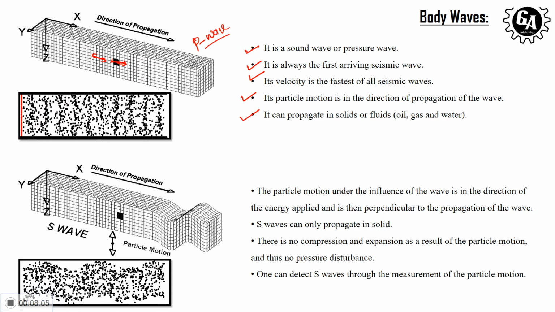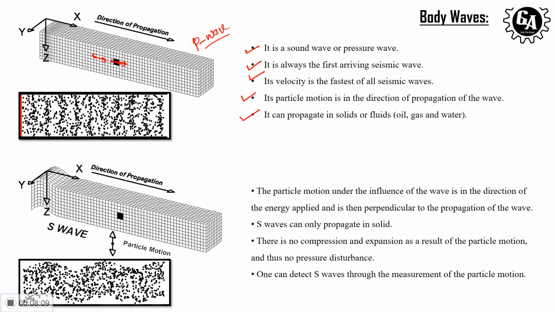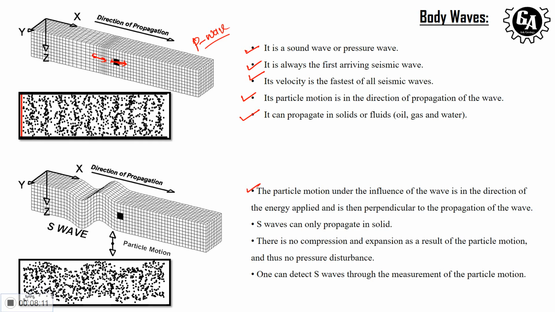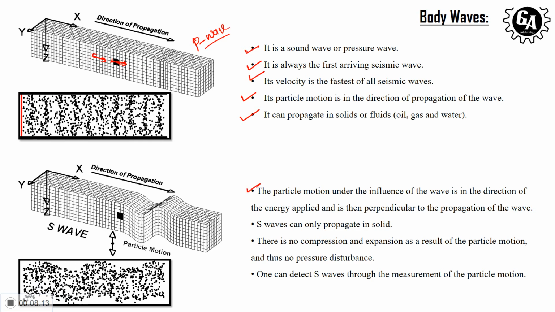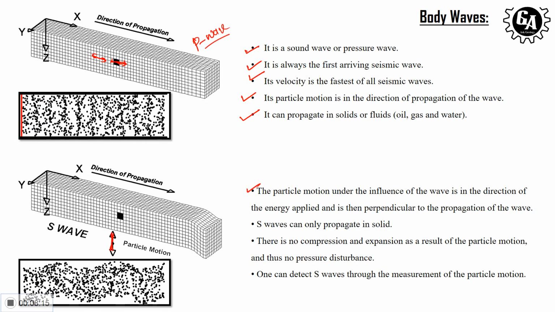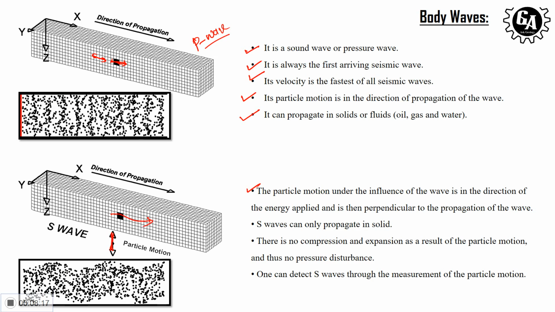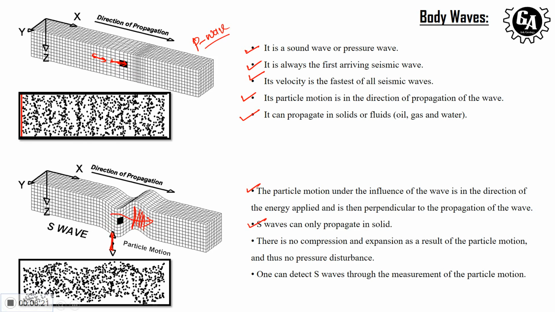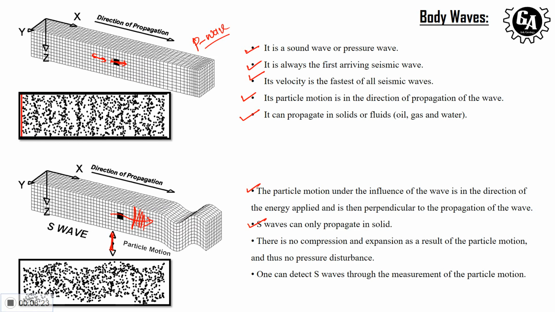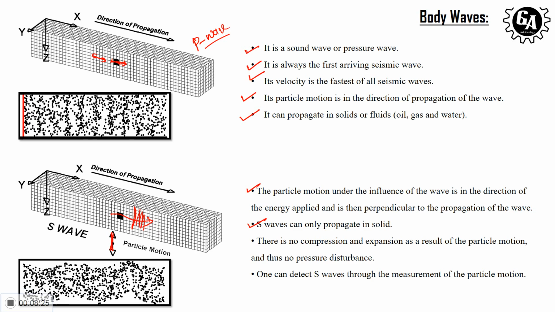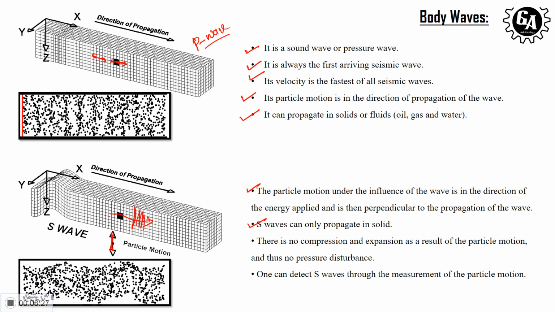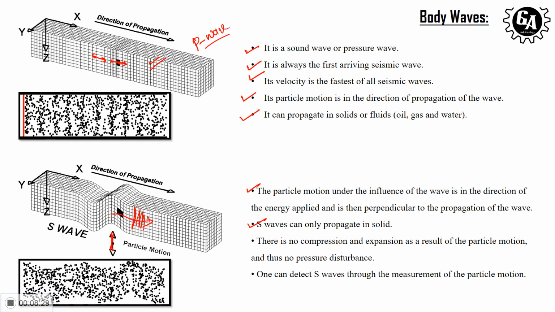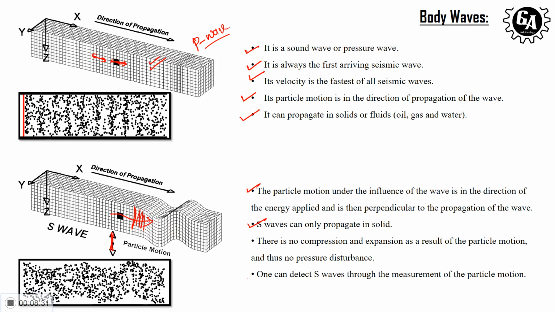And in the case of the S wave, the particle motion is perpendicular to the direction of propagation. You can see this is the direction of propagation, and this is perpendicular. It can only propagate in solid. There is no compression or expansion in the particle motion and thus no pressure disturbance. The p wave is basically a pressure wave, and one can detect the S wave through the measurement of particle motion.